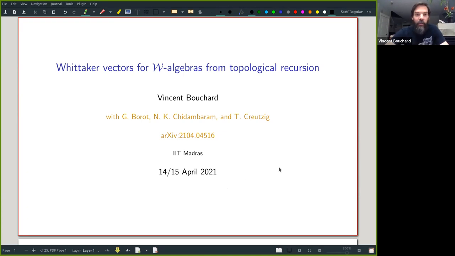So yeah, I'll talk about Whittaker vectors for W algebras from airy structures of topological recursion. This is work with Nitin Chidambaram, who's at Max Planck, and Thomas Kreutzig, one of my colleagues at the University of Alberta. This is a paper that just came out a few days ago. You can look at the arXiv if you want more detail, because I won't be able to explain every single thing in the paper in this talk.